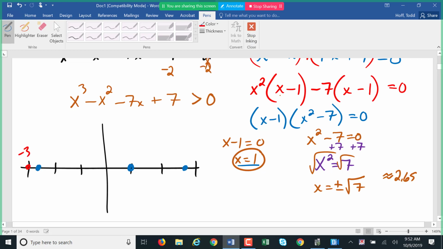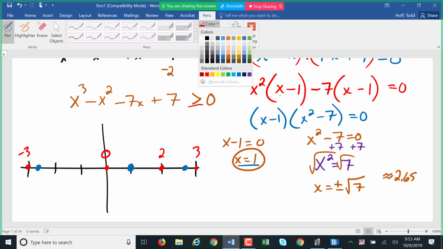Negative 3 is in this region. 0, if I can use 0 for anything, I always try to because it's really easy to use. 0 is between the negative square root of 7 and the positive 1. We'll use 2 here between the 1 and the positive square root of 7. And then 3 is above that. So we need to test each of those to see where this is above or below the x-axis, whether it's greater than or less than 0. We want it to be greater than 0.